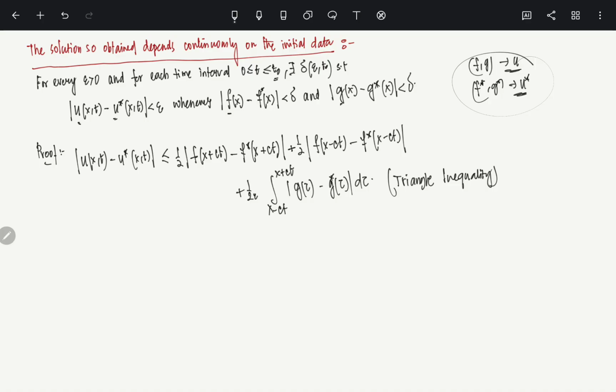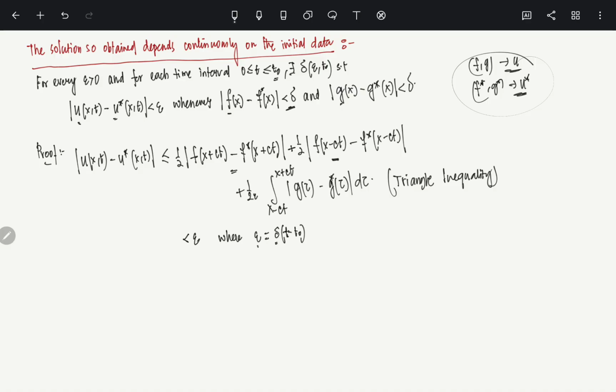Now you see this particular thing and this particular thing, this is less than delta, right? That's given to you. So essentially this whole thing can be made less than epsilon. So basically you need to find delta, right? Given this epsilon, you can just choose delta to be epsilon by t naught, and then you will have this result.